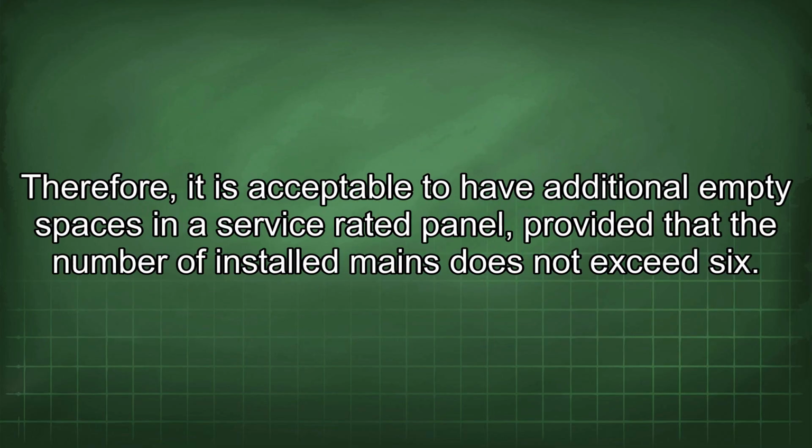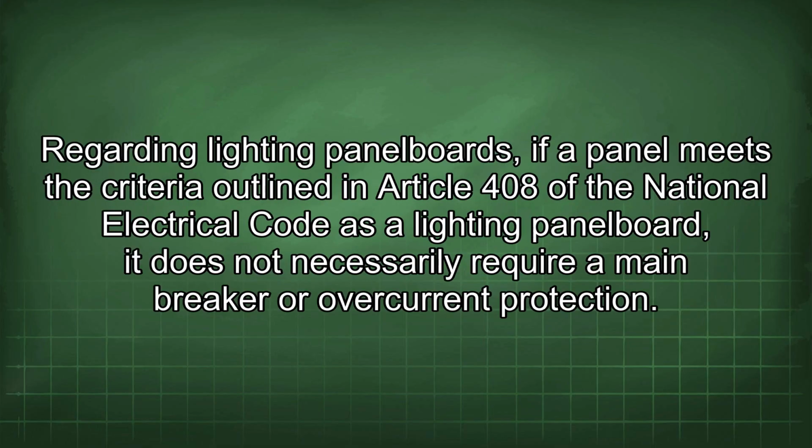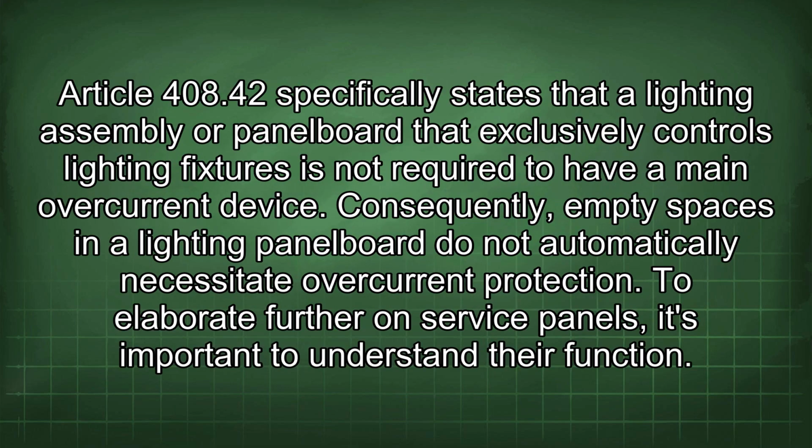Therefore, it is acceptable to have additional empty spaces in a service-rated panel, provided that the number of installed mains does not exceed 6. Regarding lighting panel boards, if a panel meets the criteria outlined in Article 408 of the National Electrical Code as a lighting panel board, it does not necessarily require a main breaker or overcurrent protection. Article 408.42 specifically states that a lighting assembly or panel board that exclusively controls lighting fixtures is not required to have a main overcurrent device. Consequently, empty spaces in a lighting panel board do not automatically necessitate overcurrent protection.